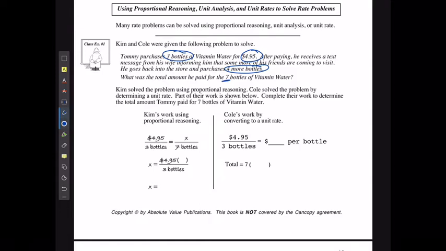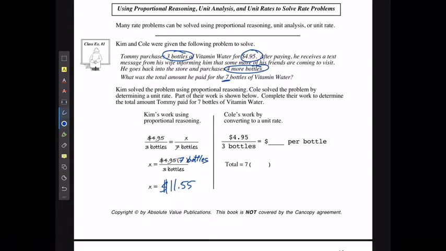Well, if I'm doing this process, then I'm going to say that $4.95 over 3 bottles is going to equal X over 7 bottles, and I'm going to cross multiply. To get X by itself, I'm going to multiply the 7 bottles into both sides, and $4.95 times 7 divided by 3 is going to give me $11.55.